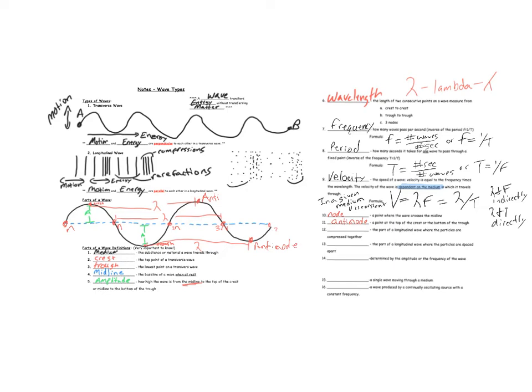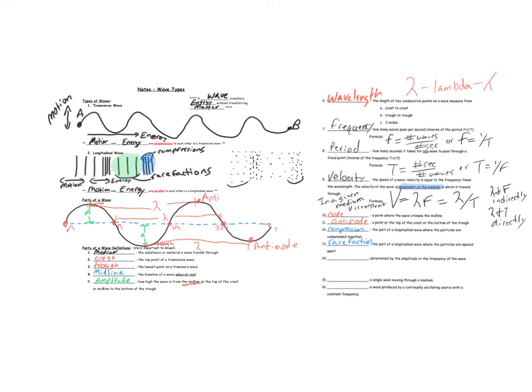All right. The part of a longitudinal wave where the particles are compressed together, these are known as the areas of compression. We showed that earlier. The areas of compression were right here. And the part of the longitudinal wave where the particles are spaced apart is known as the areas of rarefaction. And again, you can find those areas over here. So compression right there, rarefaction right here. Okay?